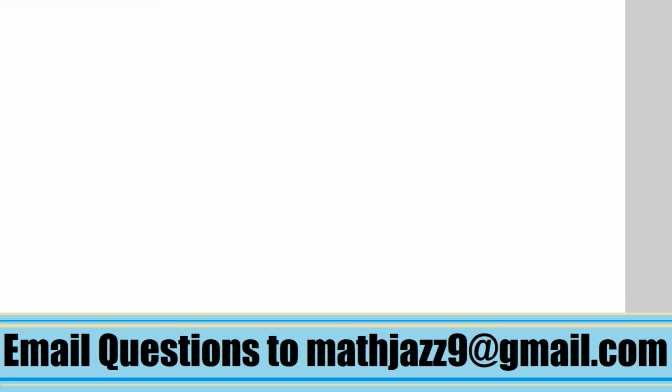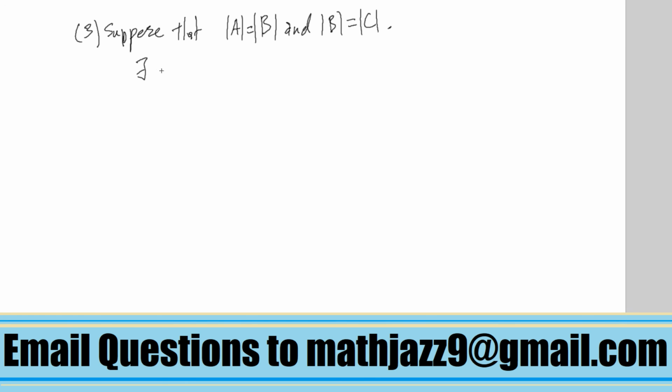So now we need to prove transitivity. Suppose that A has the same cardinality as B, and B has the same cardinality as C. Well, then what? Well, there exist bijections f from A to B, and g from B to C.